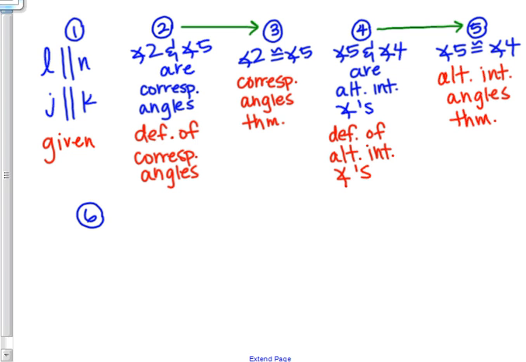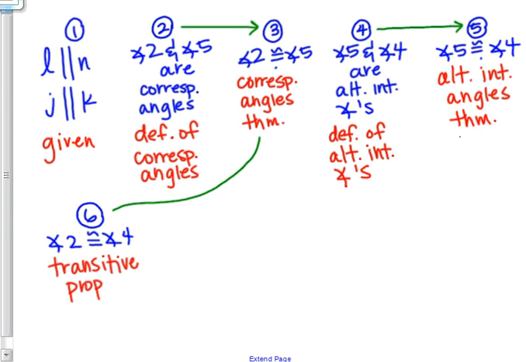I'm trying to say that 2 and 4 are congruent. Well, I have a couple congruency statements here, 2 and 5, and then 5 and 4. So I'm going to use my transitive property to tie it all together and say that angles 2 and 4 are congruent. And that's using my transitive property. That came from steps 3 and 5. And I'm done.